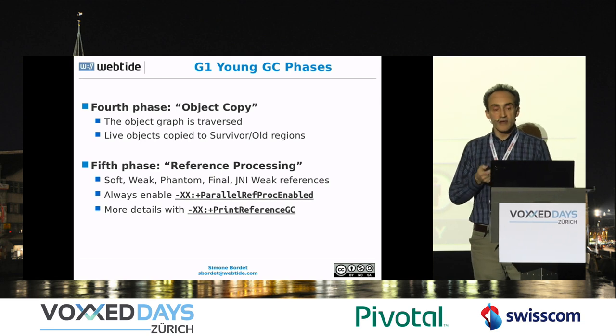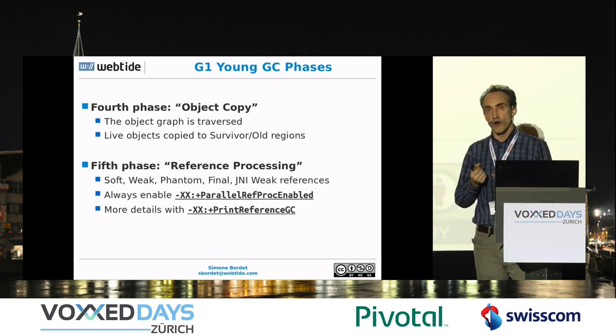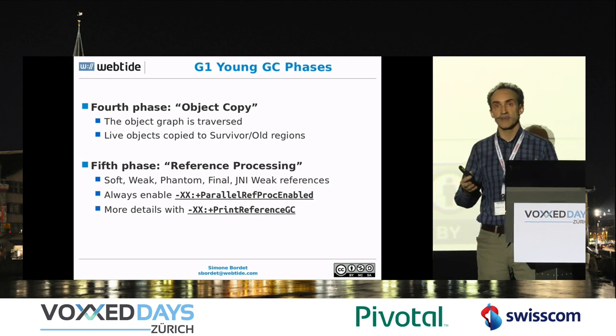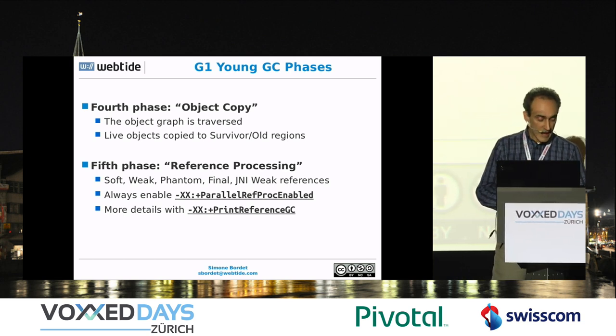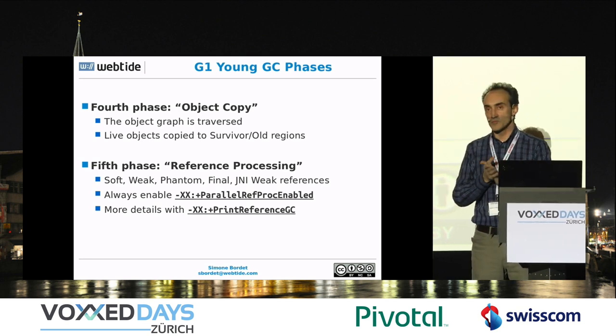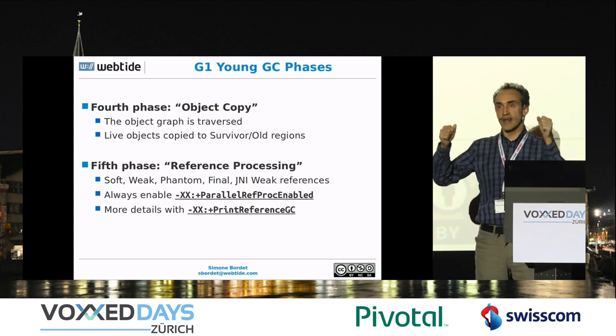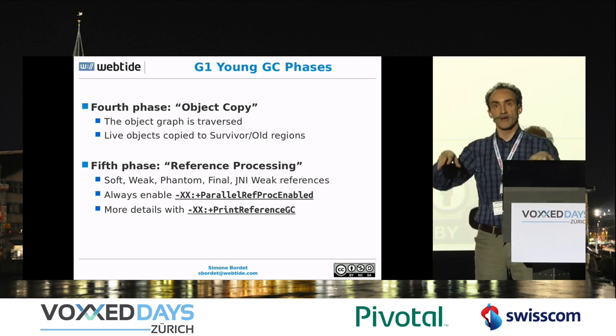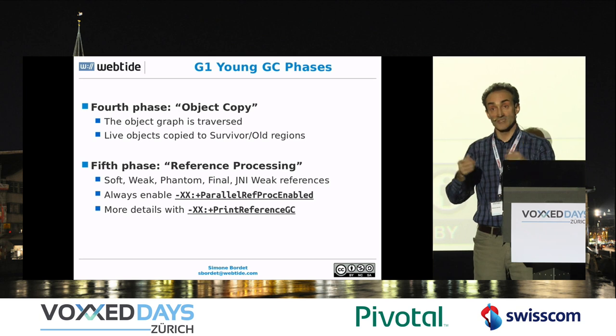The next phase is called the object copy. And this is a very important phase because it does many things at once. So now that I know which are the live objects, what happens is this. OK, let me start from the roots. Let me follow all the object graph of the known objects that I know are alive, OK?